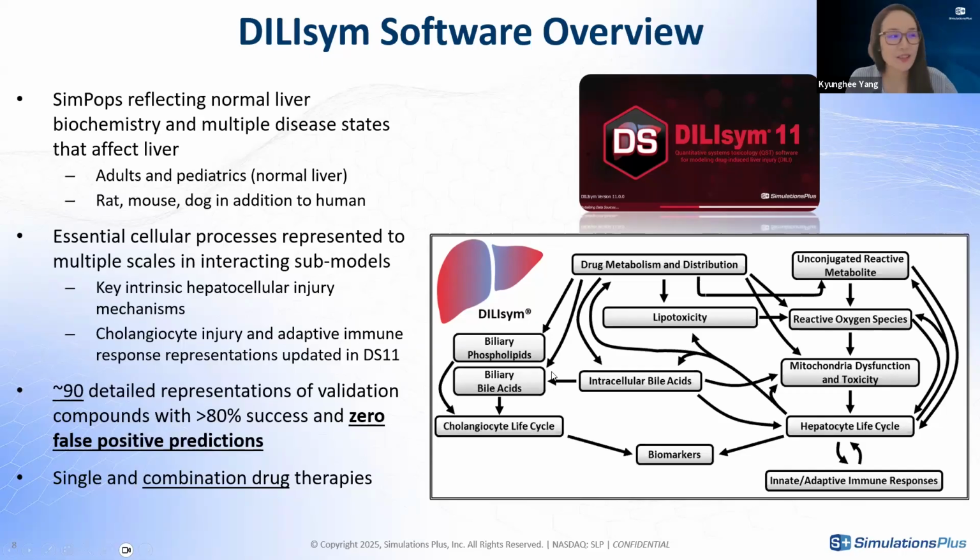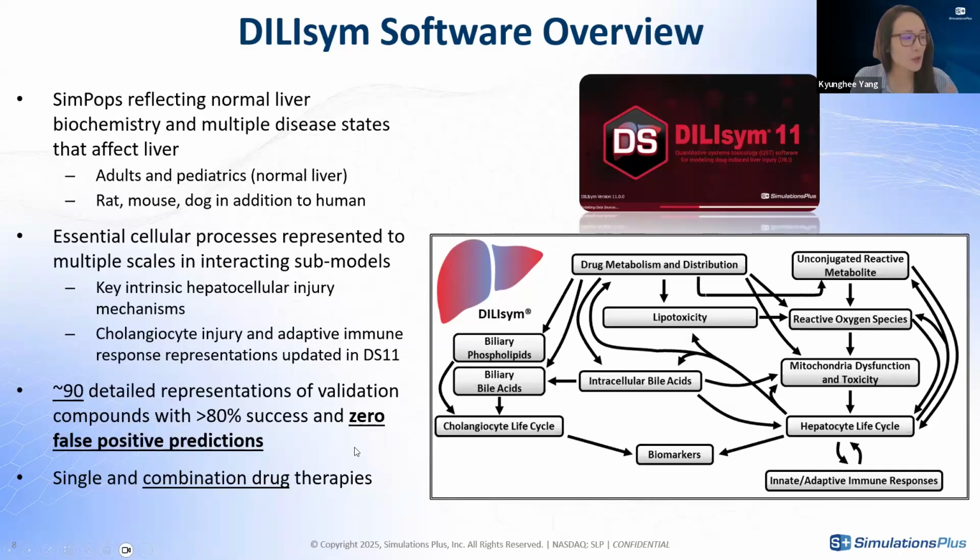And as you will hear more about, we have updated our cholangiocyte and cholestatic injury model, as well as an adaptive immune, like T cell submodel. And the model also has representation of clinically relevant biomarkers, ALT, AST, total bilirubin, etc., so that you can put the model output in the context of a clinical setting. We have multiple representations of different populations like humans, adults, and we've added pediatrics, which we will talk about today, as well as a few other preclinical animal models.